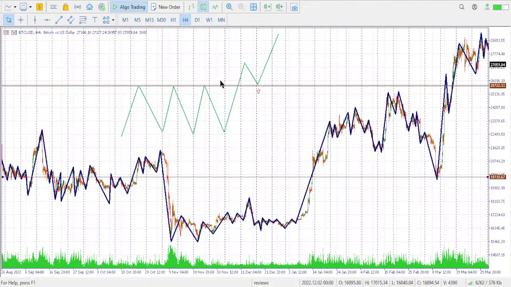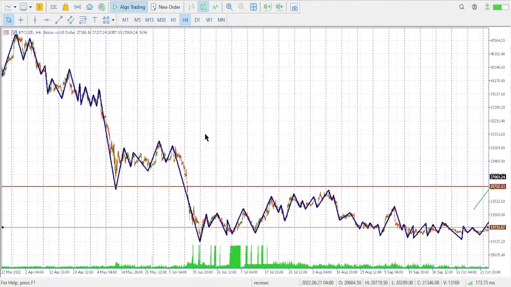Most people just don't realize it, but when you have a resistance like this and the price breaks and closes above it, this is known as the breakout, then the retracement before the price extends upwards. Does that make sense? So this is a good example of a resistance being broken.